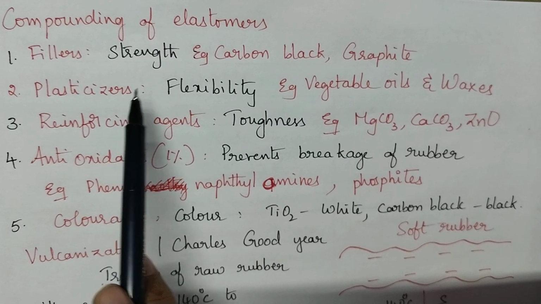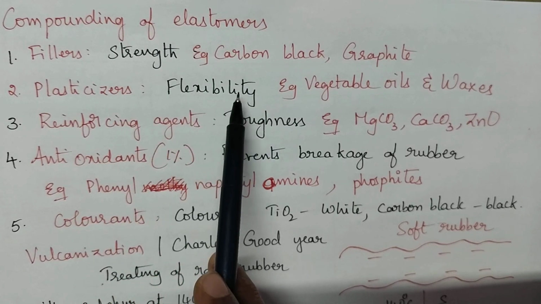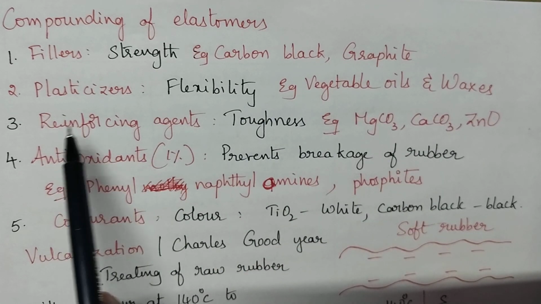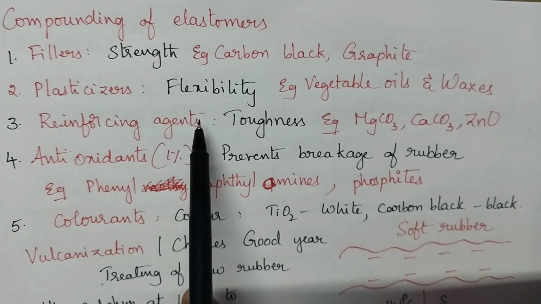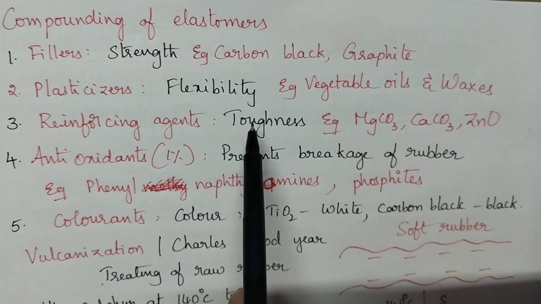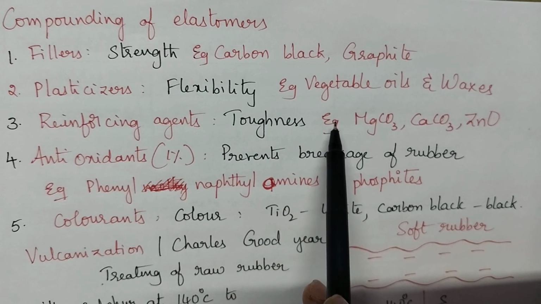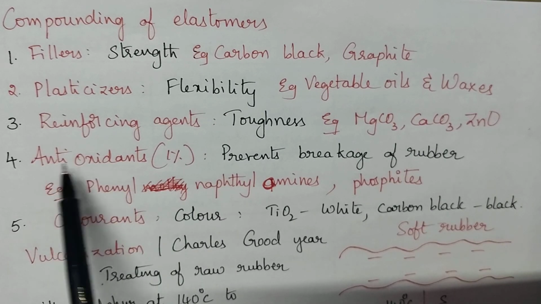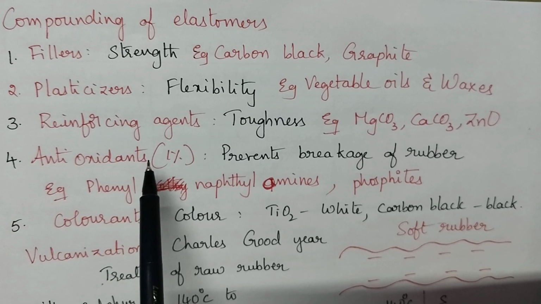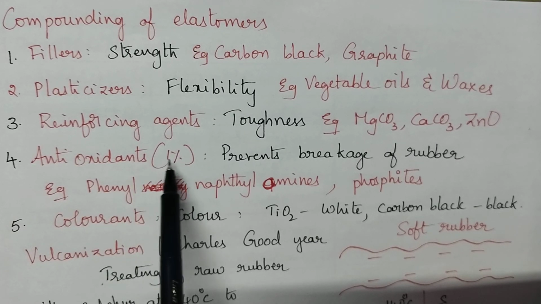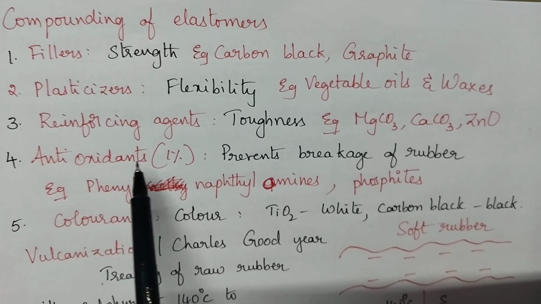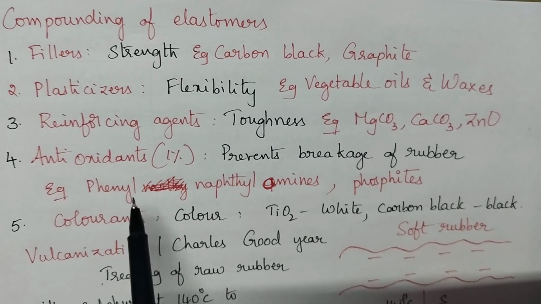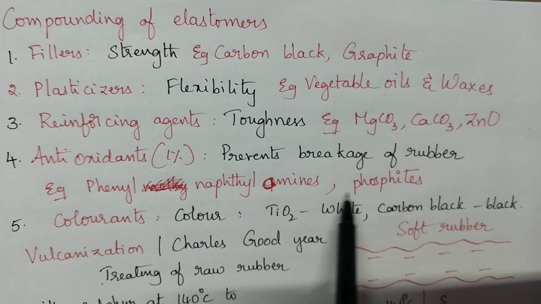Plasticizers are mainly added to improve the flexibility of natural rubber. Good examples are vegetable oils and waxes. Coming to the reinforcing agents, they are added to elastomers to impart toughness. Good examples are magnesium carbonate, calcium carbonate and zinc oxide. Coming to the antioxidants, they must be added in very little proportion, that is 1%. The purpose of antioxidants is to prevent breakage of the rubber molecules. Good examples are phenyl naphthylamines and phosphates.